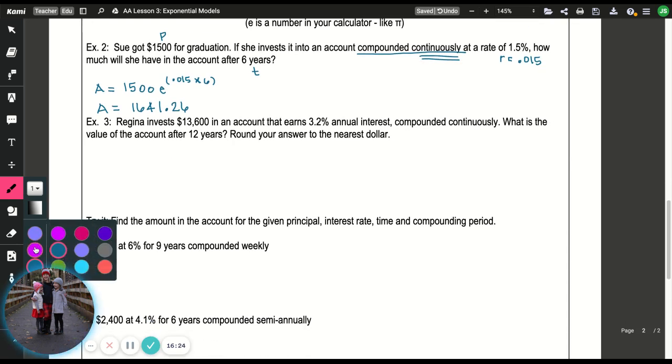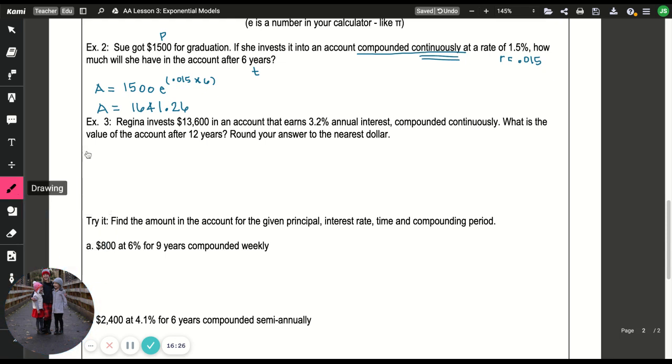The last one that we're doing together, Regina invests $13,600. So she's investing that. That means that's P. The rate, we have to change it to a decimal, is 0.032. Compounded continuously, that means that we use that PERT formula, the E formula. What is the value of the account after 12 years?